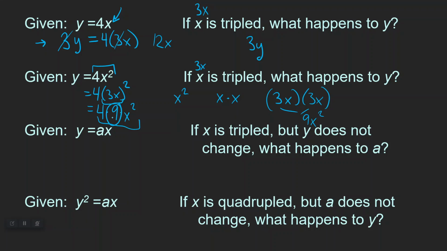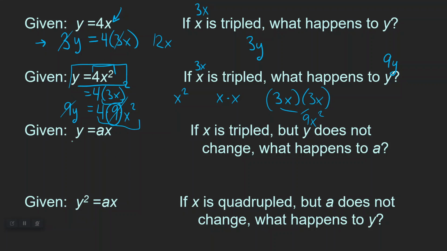We have increased the right side by a factor of 9, so we need to increase the left side by that same factor. 9y equals 4 times 9x squared. Well, that's the same as this equation here. Again, notice those 9s we can cancel back out. So because this is a quadratic relationship, if x is tripled, y is actually going to be multiplied by a factor of 9. Again, all we're doing is just making sure the left side equals the right side.